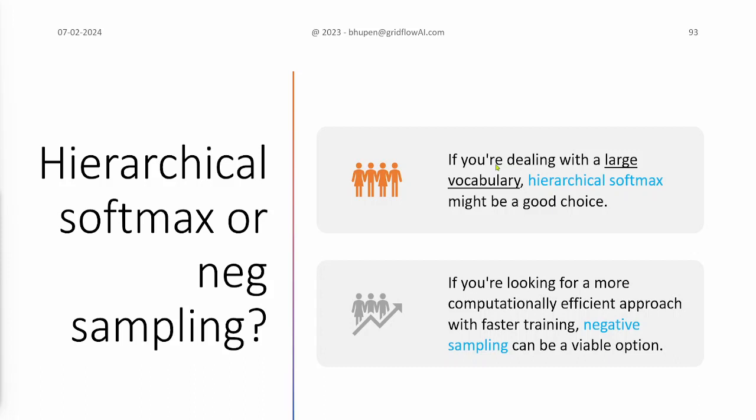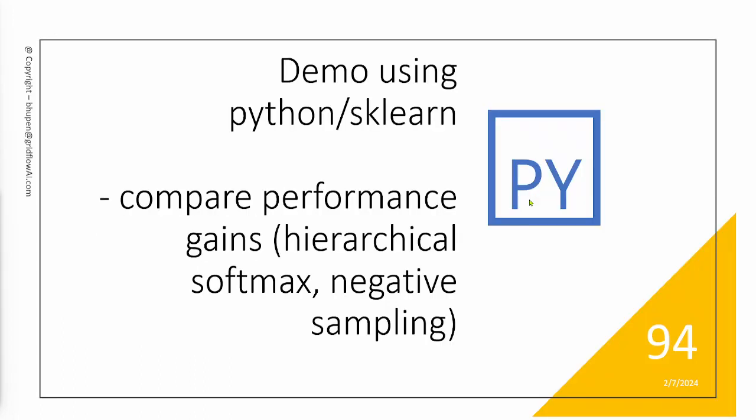Now, which one to use, hierarchical softmax or negative sampling? Again, the yardstick can be, if you have a large vocabulary, then go with hierarchical softmax. And if you're looking for really quick and fast training of the Word2Vec, use the negative sampling option.